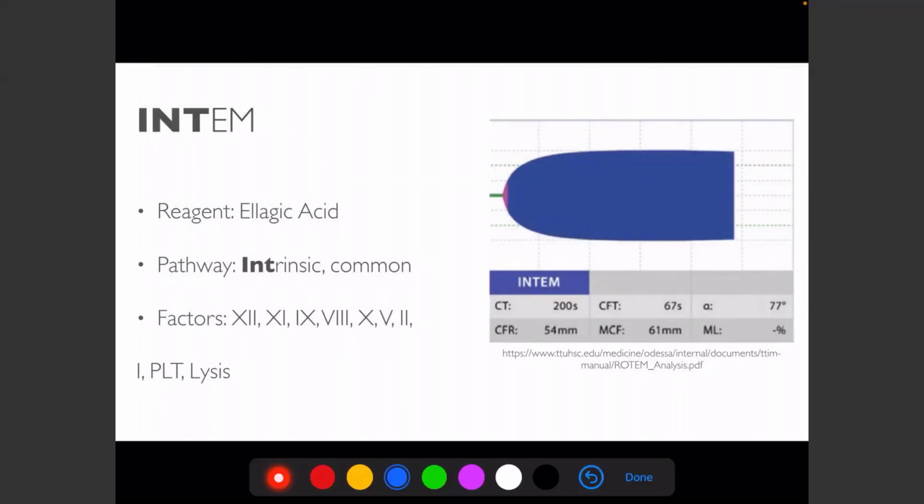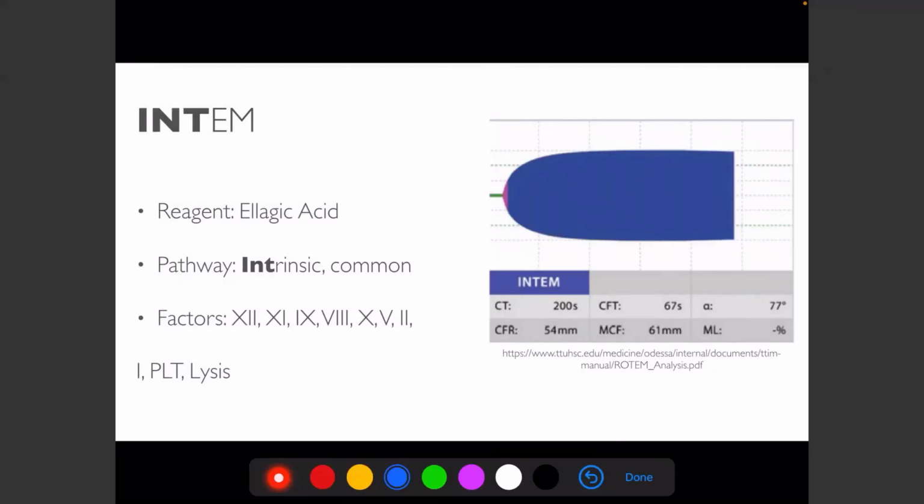INTEM is the same thing, just the intrinsic pathway. So they add ellagic acid. I think I pronounced that incorrectly, but it's okay. And it only runs the intrinsic cascade, so it's similar to your PTT. But again, it's whole blood, and it actually shows you what the blood is doing as opposed to just a linear measurement of the clotting factors.